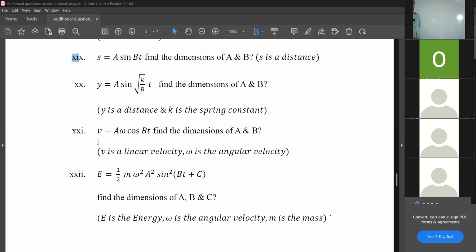So what is the unit of A in question number 21? Question number 21. What is the answer for A? Unit of A, meter, that is correct. Unit of B, again, radian per second.